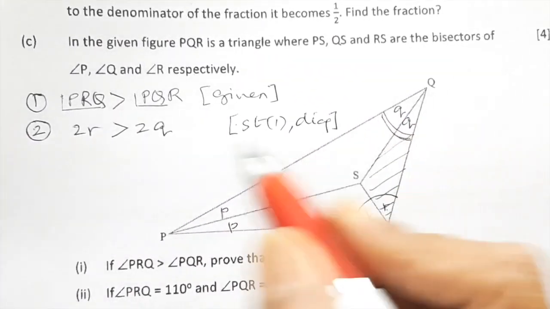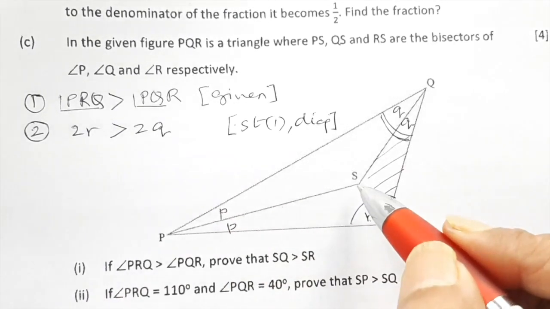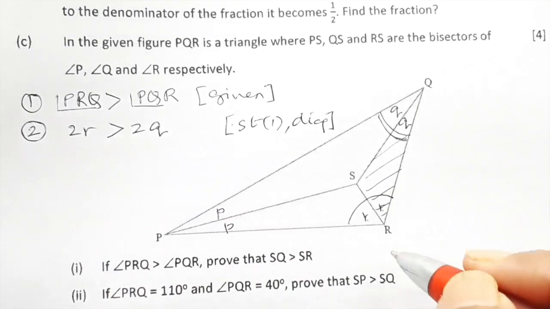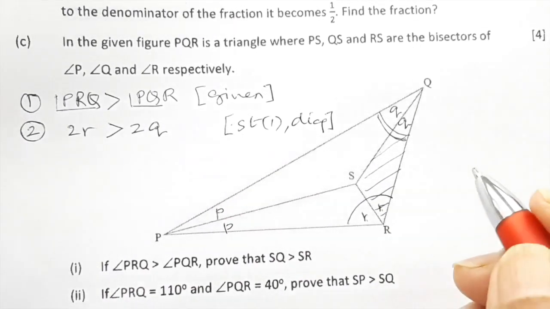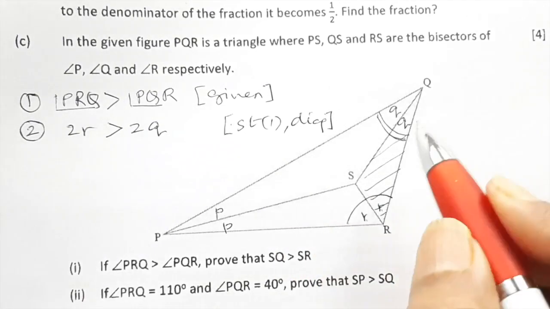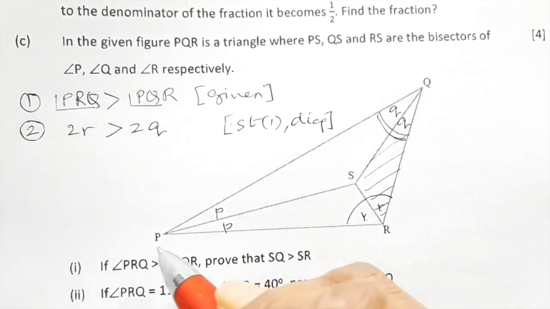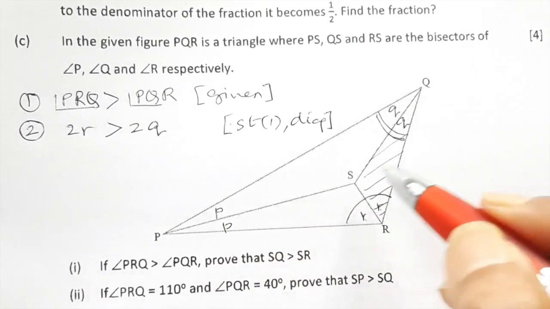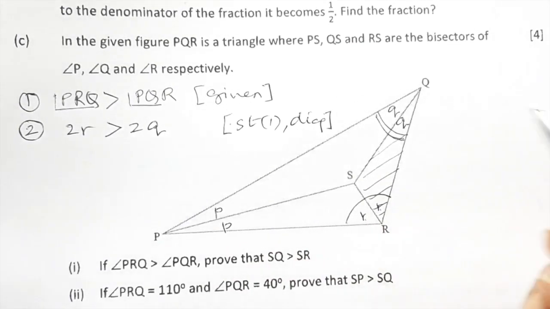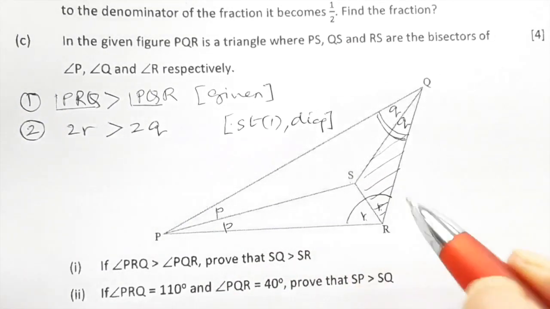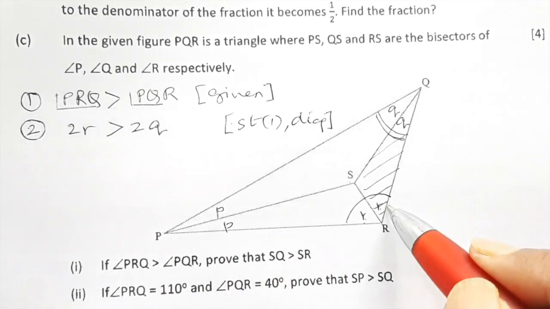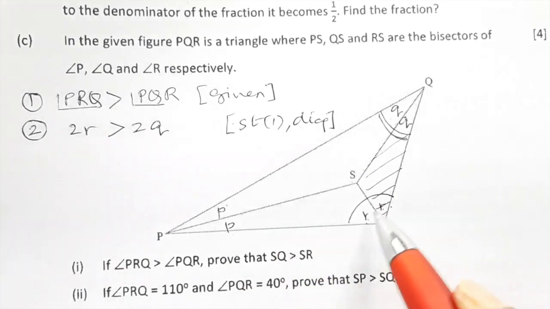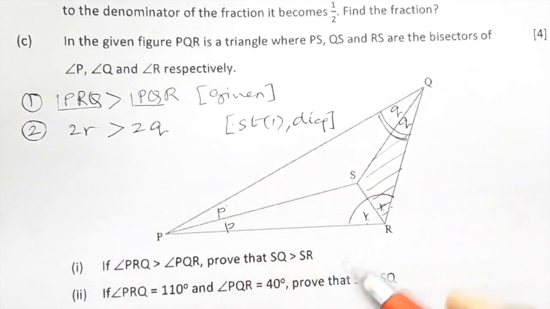Now, of course, before we do this, we have to write PS is bisector of angle P, QS is bisector of angle Q, RS is bisector of angle R. Okay, so therefore we will have to say angle QPS equal to angle RPS equal to small p, angle PQS equal to angle RQS equal to small q, and angle PRS equal to angle QRS equal to small r. Now these statements I'm omitting because I've directly decided to teach you the knack of solving this question.